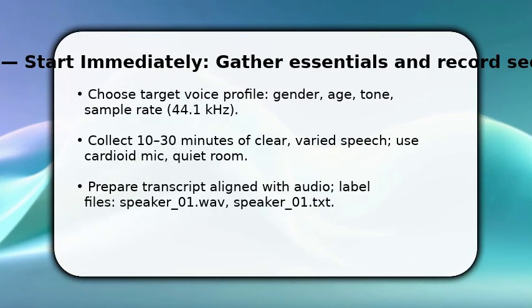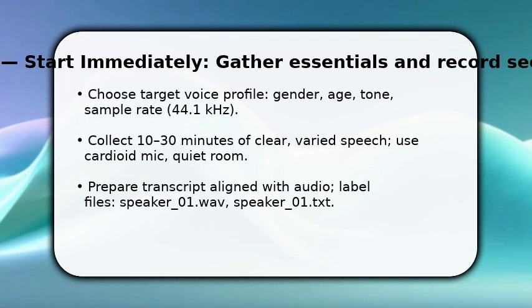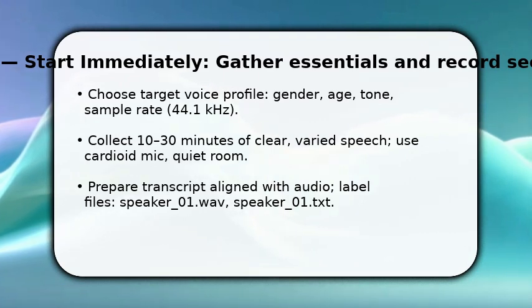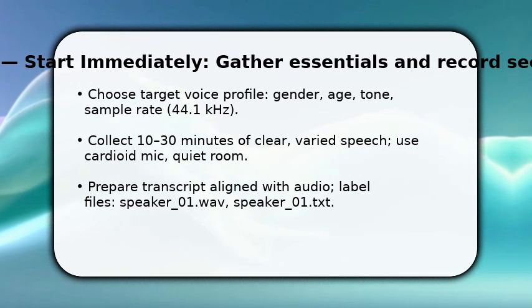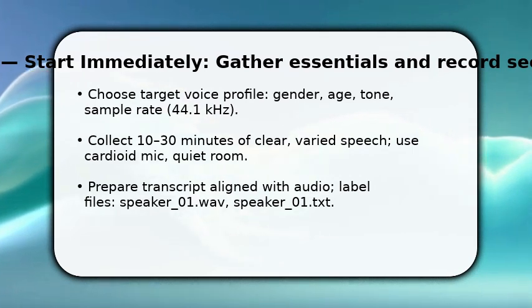You start by defining the voice you want: age, tone, and sample rate, like 44.1 kHz. Record 10 to 30 minutes of clean speech with a cardioid microphone in a quiet room. This gives the model the variety it needs.